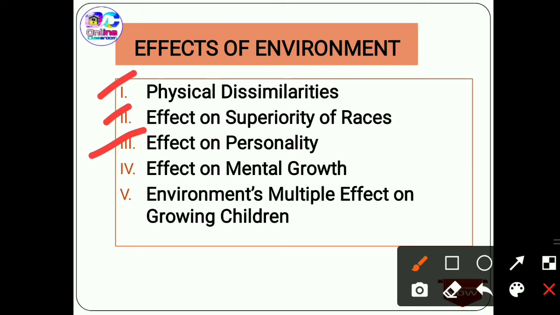The fourth one, which talks about the effect on mental growth: here it slows down in human beings in the absence of proper social, cultural and atmospheric development. But the last one, which is very important, is the environmental multiple effect on the growing children. Here we talk about the development of the physical, mental, social, emotional aspects of any human being. Now these are what you can just memorize by reading through this at once.